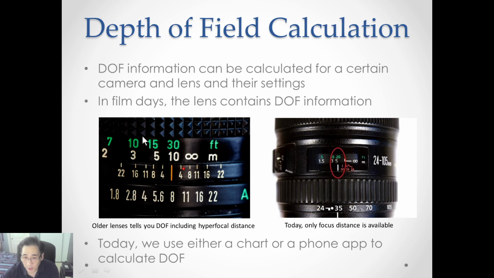But the older lens, because you didn't have a computer, you didn't have a phone that can calculate, it gives you right on the lens. For example, you look at this. In this example, the focus is at 30 feet or 28 feet or something like that. It's telling you that if you set it at f8, you are at a hyperfocal distance. Infinity focus. That is what it means.